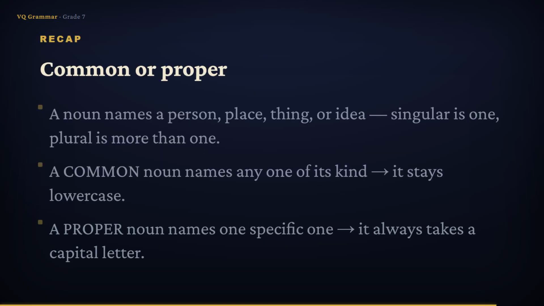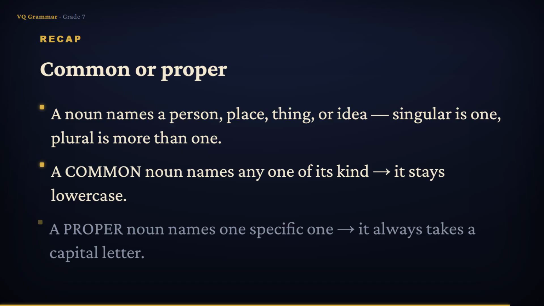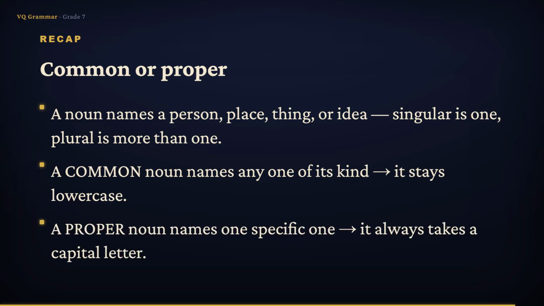Let's gather up what we learned. A noun is a word that names a person, place, thing, or idea, and it can be singular for one or plural for more than one. A common noun names any member of a group, and it stays lowercase. A proper noun names one specific person, place, or thing, and it always begins with a capital letter. When you're unsure, ask a single question. Is this anyone or a specific one? That tells you common from proper every time.